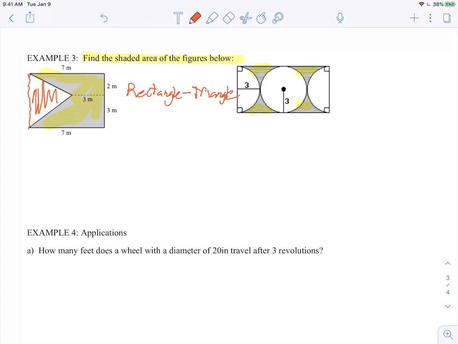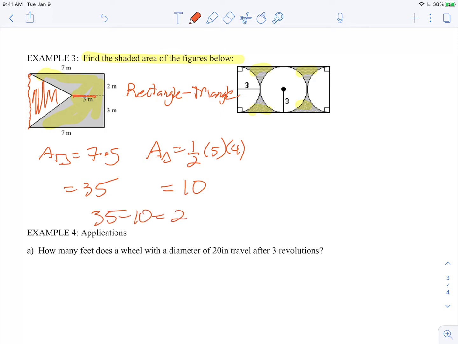So the area of the rectangle is going to be 7 times 5, which is 35. The area of the triangle is, well, here would be the height, so that's 1/2. The height is 5, and from here to here it's 3, which means from here to here it's 4. So the area of the triangle is 10, and then the area of the shaded region is the difference of those, 35 minus 10, which is 25 meters squared.